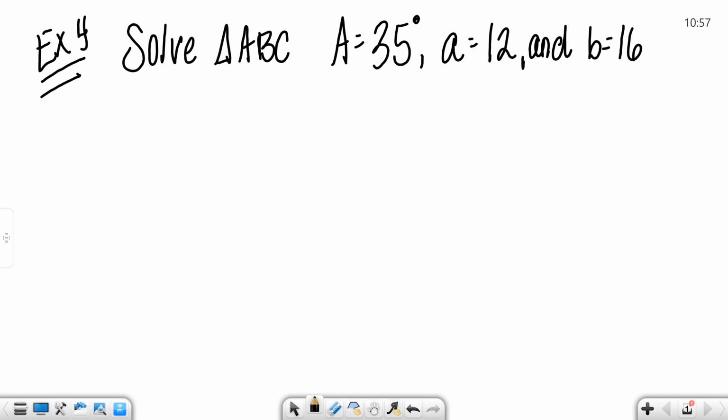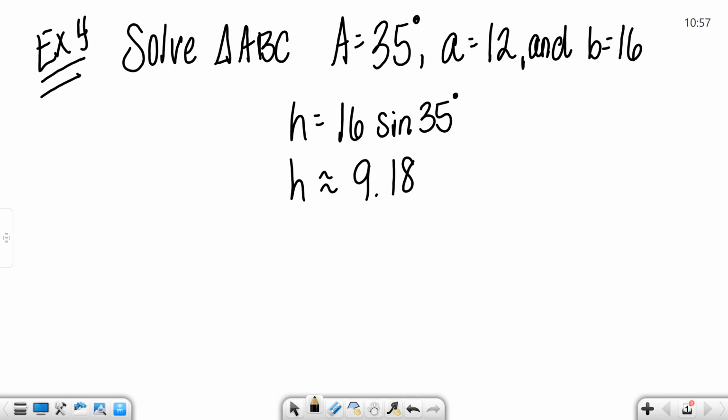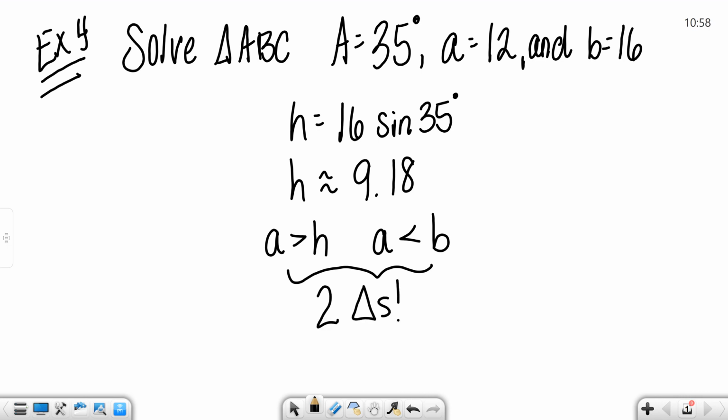So the first thing we need to find is h, which is b times the sine of angle A. Do that in your calculator, and we get 9.18. Now we compare that to a. So a is greater than h. That's good news, so it's definitely a triangle. And now we compare a and b. a is less than b. So when I get that combination, then I'm going to have two triangles.